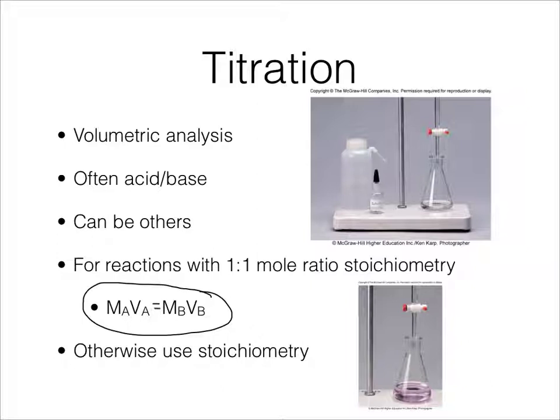Molarity times volume equals moles. If you have equivalent moles of acid and base, then you set them equal to each other. Now, if you don't have a 1-to-1 solution stoichiometry, then you can always do these equations the way we've been doing all other stoichiometry equations, writing it out longhand.